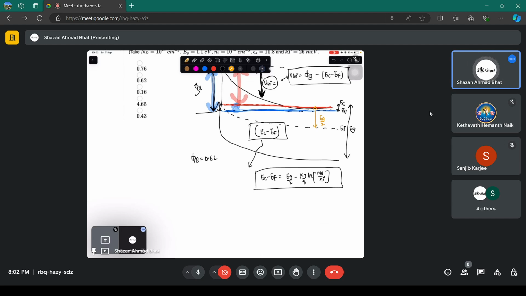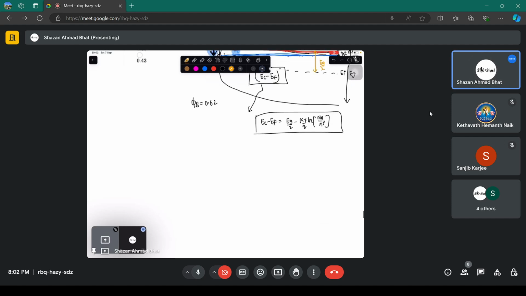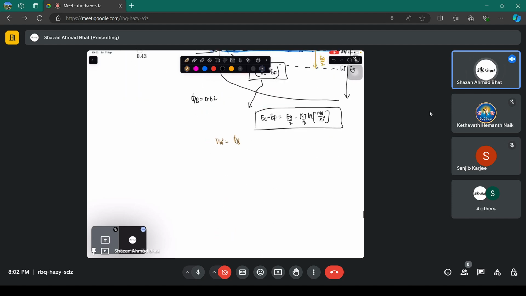Yes, so you just have to be careful with that. Now you put the values inside, you get VBI is equivalent to phi B minus EG by 2 minus KT by Q ln of ND by Ni. Everything is, I guess, given. Phi b is given, EG you know, ND is given, Ni is given. Just put the values. I guess you get VBI to be approximately 0.45.